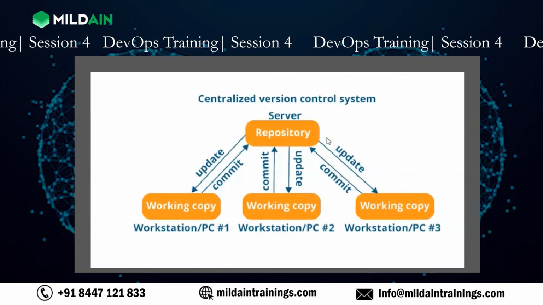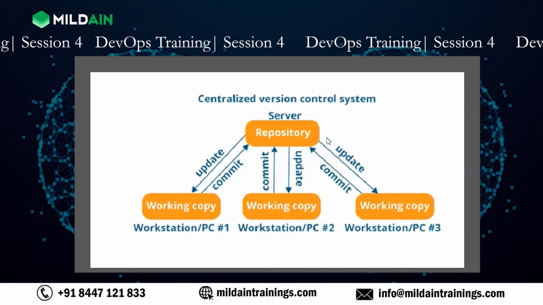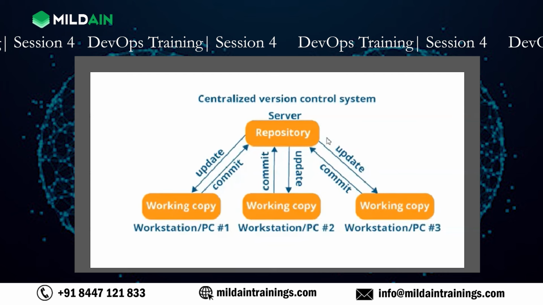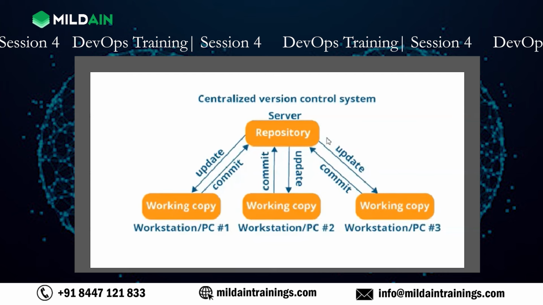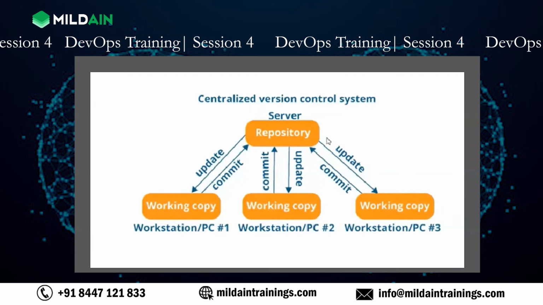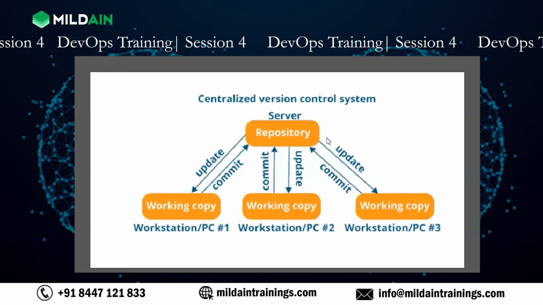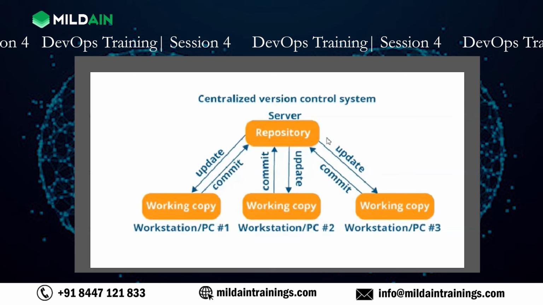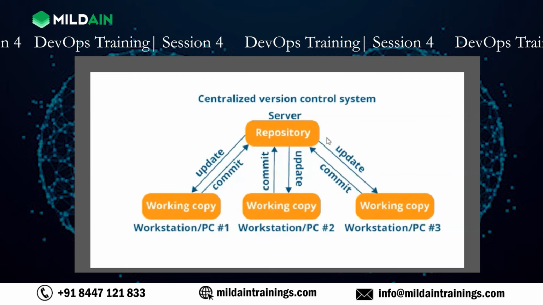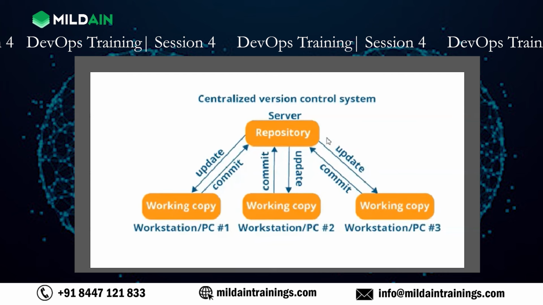If you see in this diagram, three developers are working. They are working on their working copy on their laptop. They update it, they commit it. When they have to make an update, they pull from the repository on the server, and they work on their working copy. Then after making changes, they commit. Now it's okay, we get the latest version, we get everything.